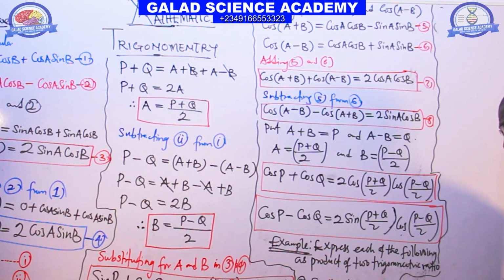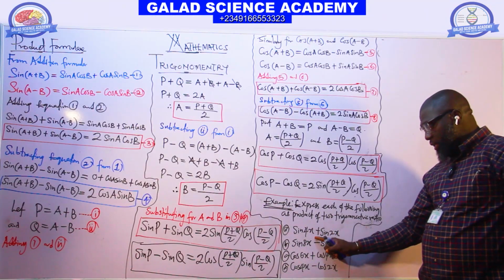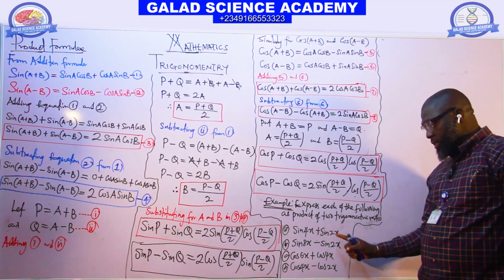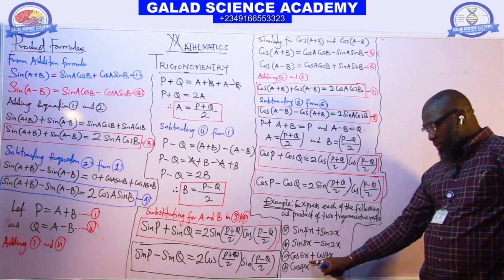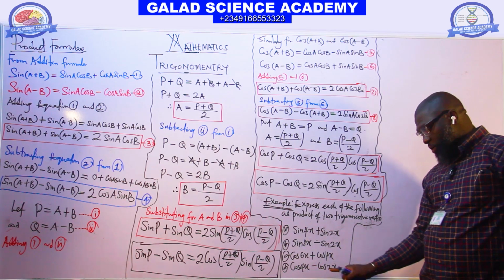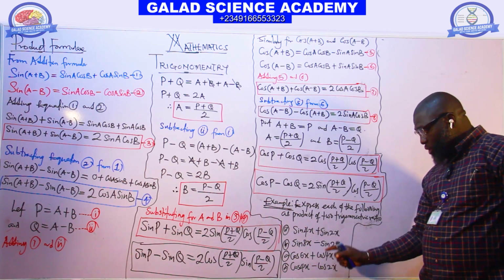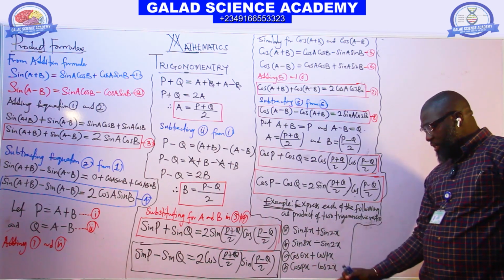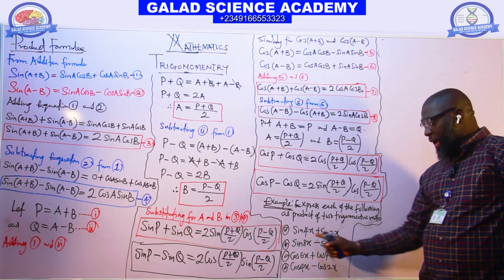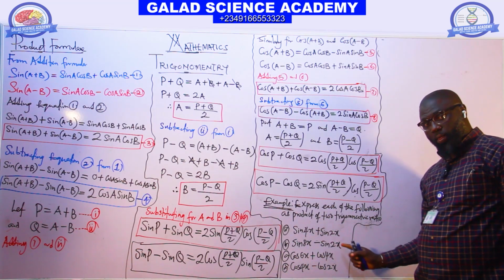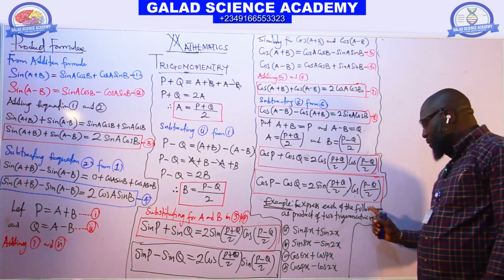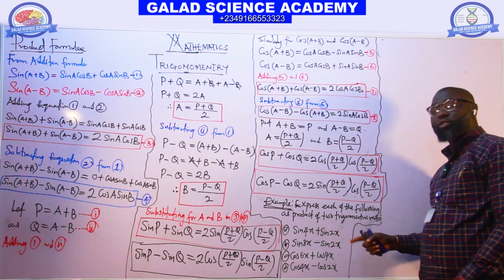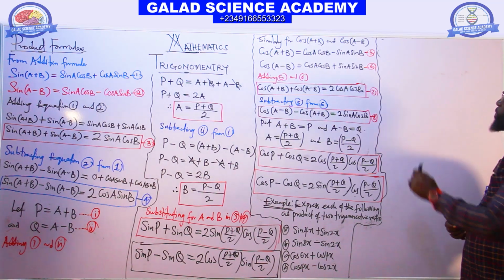Express each of the following as a product of two trigonometric ratios: sin 4x plus sin 2x, sin 8x minus sin 2x, cos 6x plus cos 4x, cos 4x minus cos 2x. You can see that all these trigonometric expressions are in addition and subtraction. You are now asked to express them as the product of two trigonometric functions.